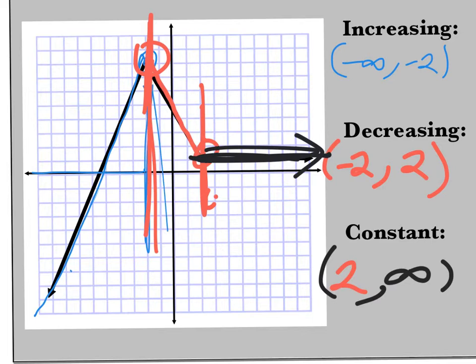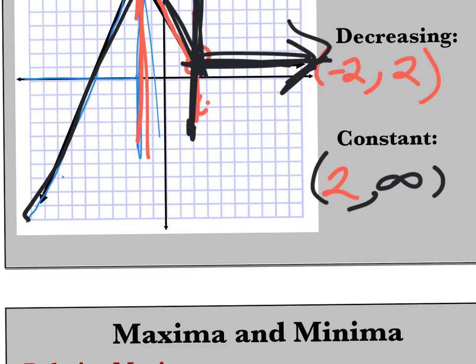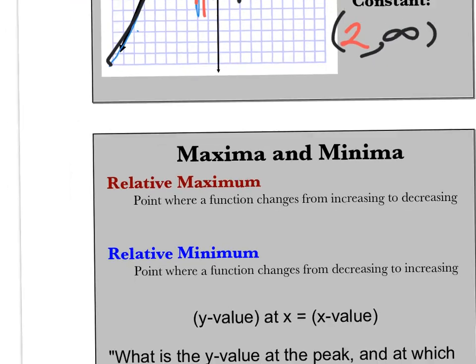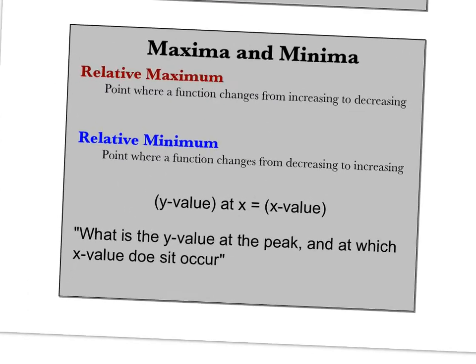So increasing, -infinity all the way up to -2. Then we decrease from x equals -2 to x equals +2. And then at x equals +2, we stay constant all the way to infinity. So we're using these intervals to describe where this graph is going up and down. So you'll do a little bit of work on intervals on your worksheet today.